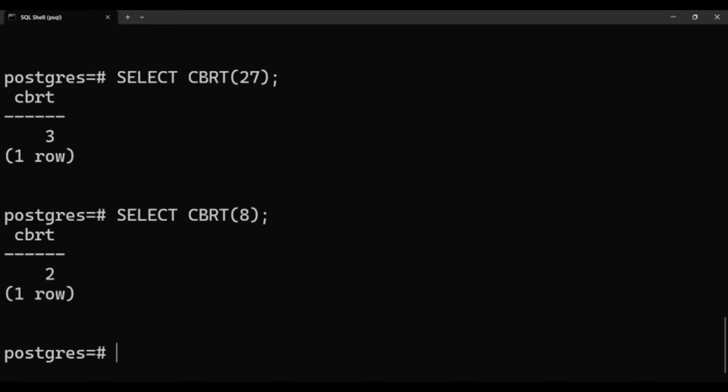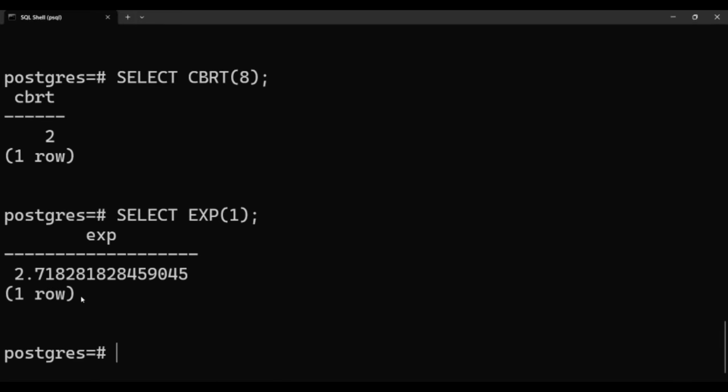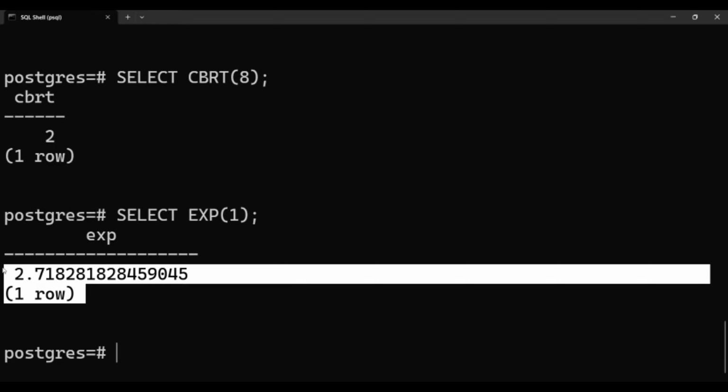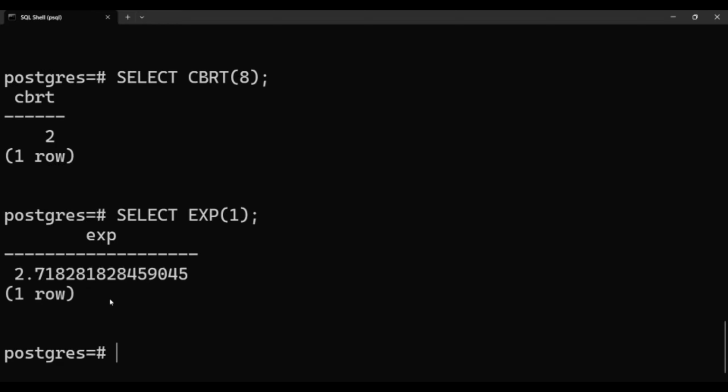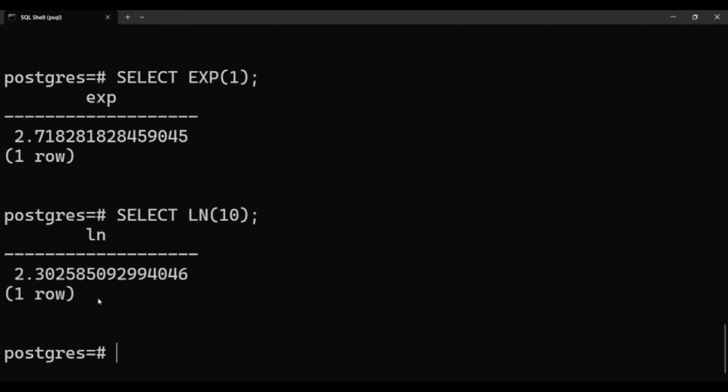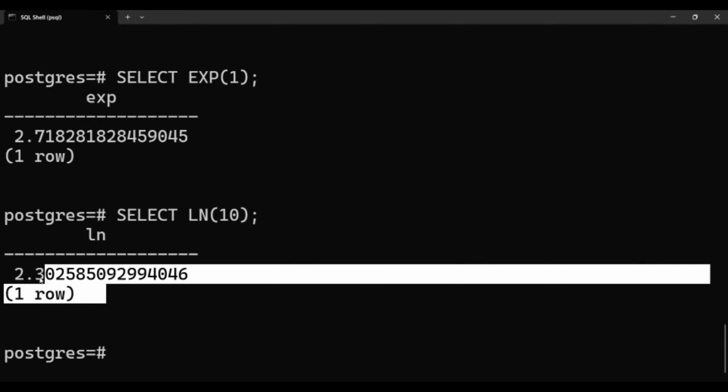And the next one is exponential and logarithmic functions. There are different types of exponential and logarithmic functions also. Firstly, EXP of. For that, you can give any value. For example, here I am giving 1. So e power 1 means 2.718, right? So 2.718 and so on. That's how we will get the exponent value, e power something.